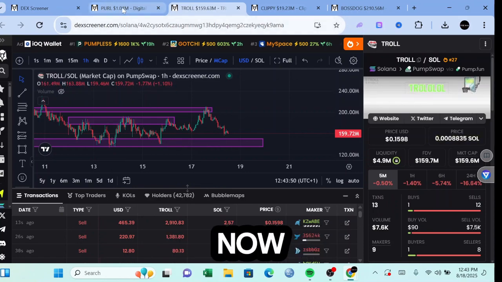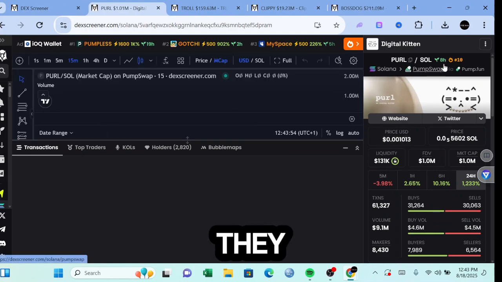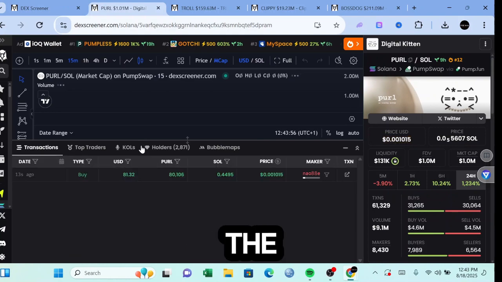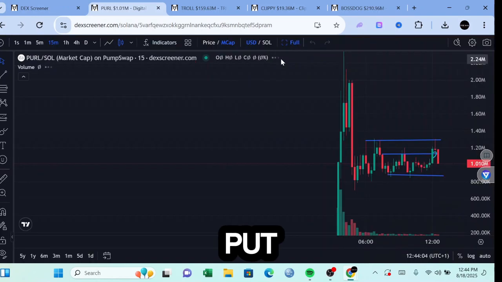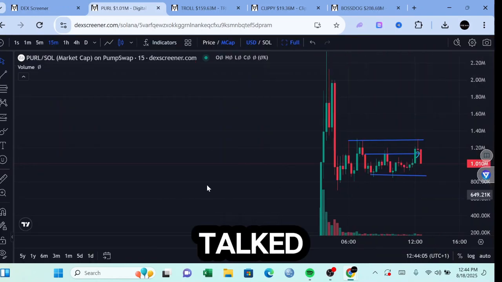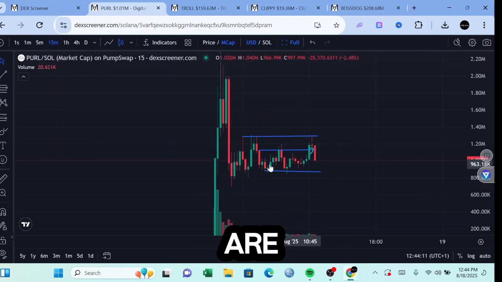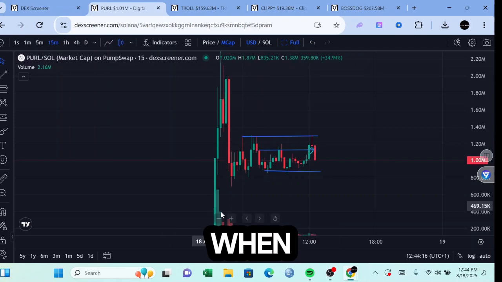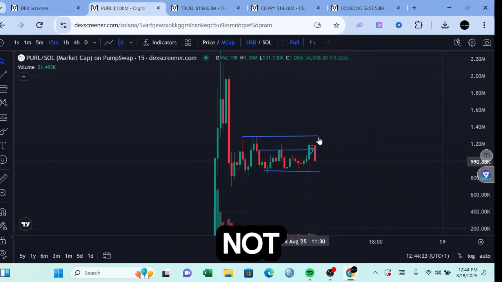So now I'm going to use another coin as an example. This is a new coin that was created about 8 hours ago. When trading old coins and when trading new coins, the strategies are very different. So we put this in full mode. The support and resistance that I talked about also works in this case. As you can see, below right here are support levels, right here are resistance levels, and when the coin ran to its highest, about 2 million market cap, it retraced to this particular level and has stayed on this level.